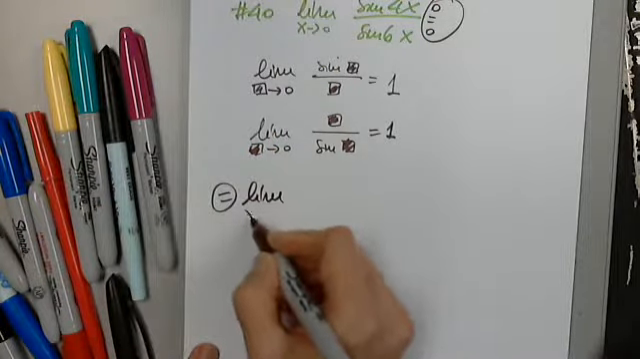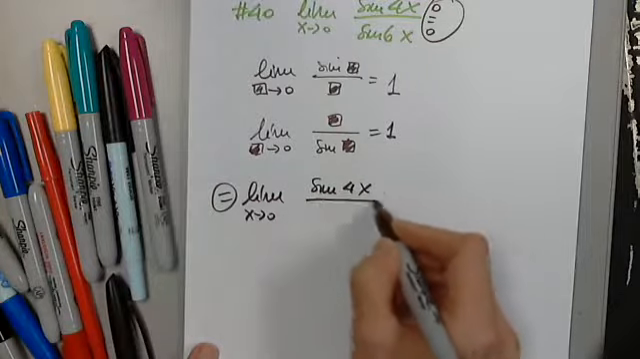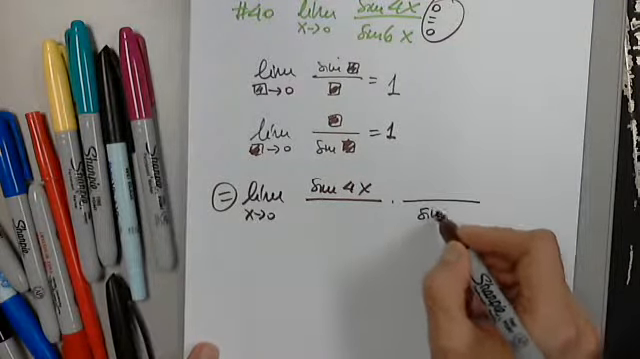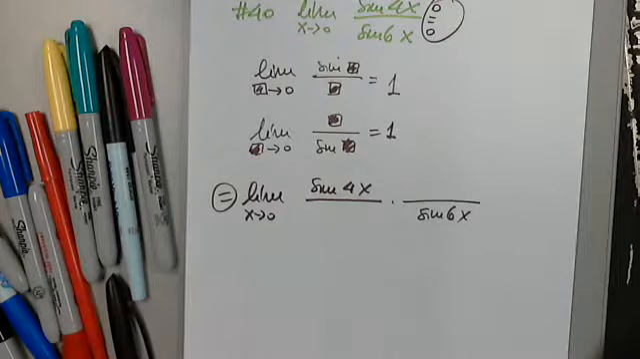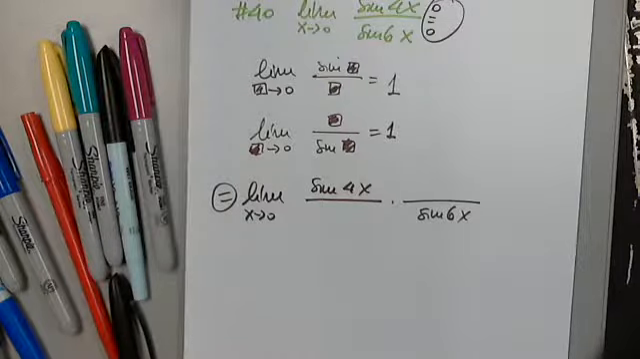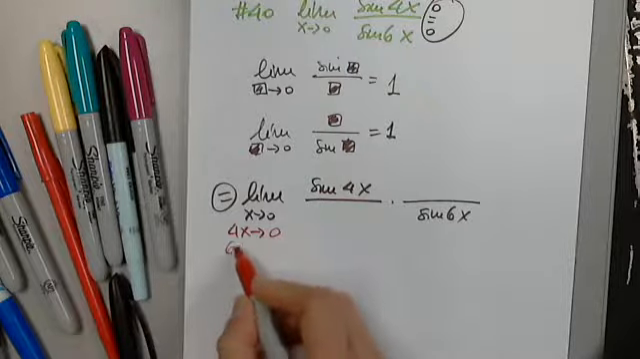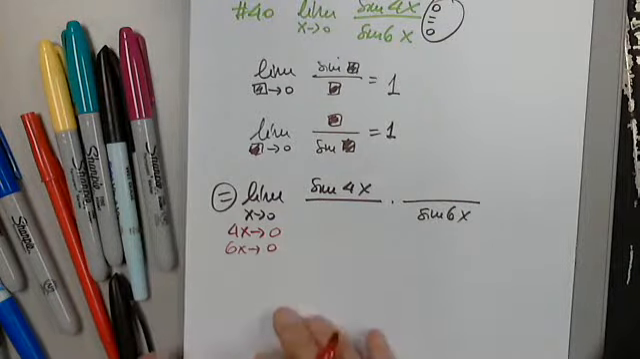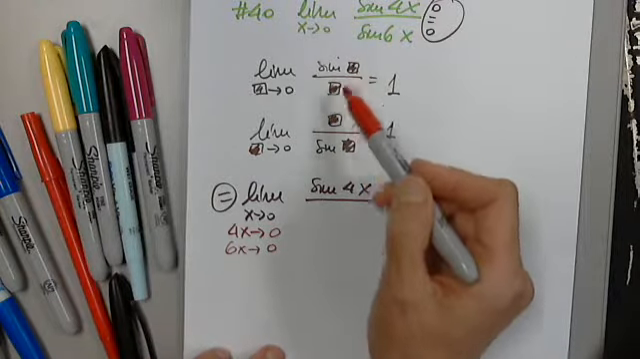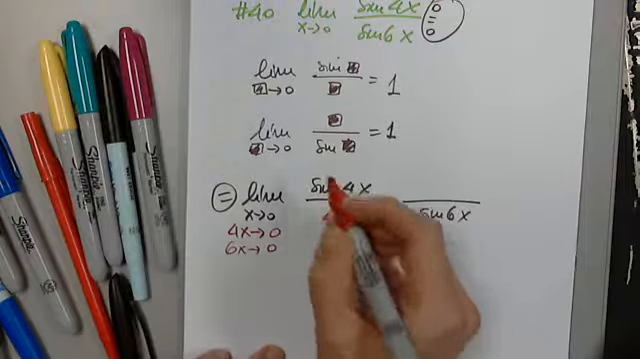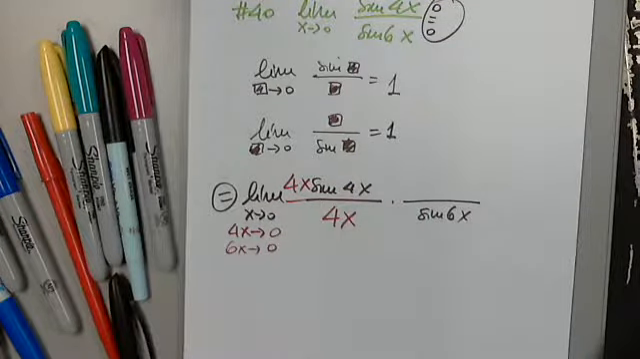So I have limit as x approaches 0 of sine 4x over sine 6x. This is just a simple algebraic manipulation, and of course, I cannot leave it blank in here. So the question is, what do I need? Well, I know that when x approaches 0, 4x approaches 0, and also 6x approaches 0. So since I know that, for this one, I have a 4x, so I need to have a 4x, I'm allowed to multiply and divide by 4x. And that will take care of this portion, because 4x and 4x will be 1.